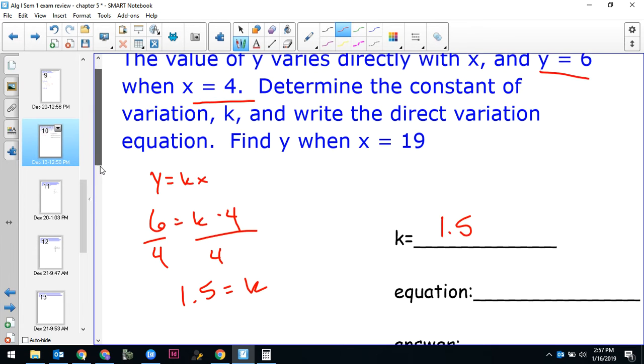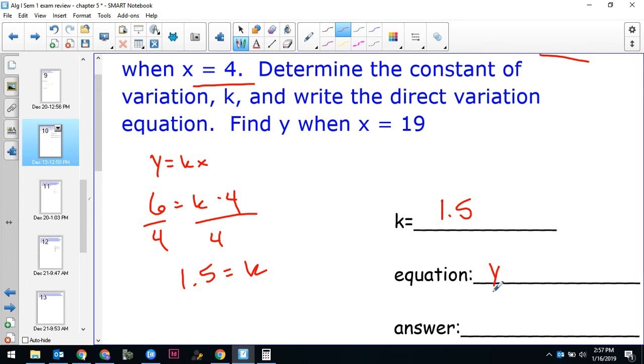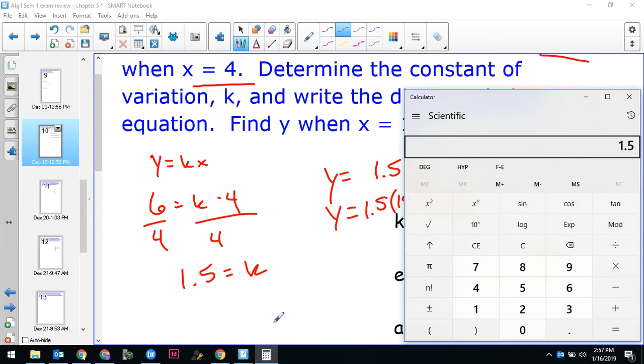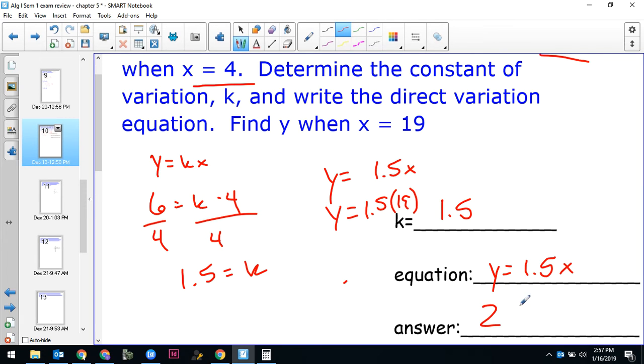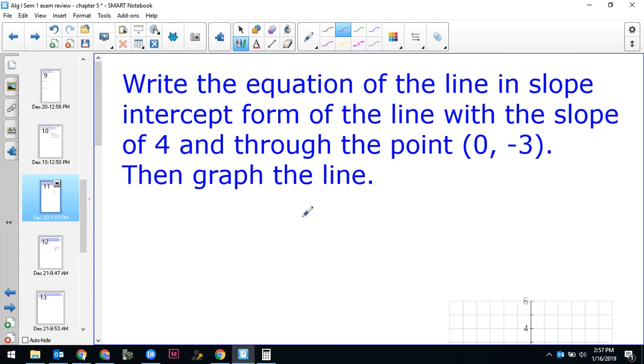Now, what's my equation based off of that? Well, that means it's y is equal to 1.5x. Now, it says, then determine the constant of variation. Done. Write the direct variation. Done. Then find y when x is 19. y is equal to 1.5x, so y is equal to 1.5 times 19. 1.5 times 19, 28.5. And there's my answer. Okay, let's keep it moving.